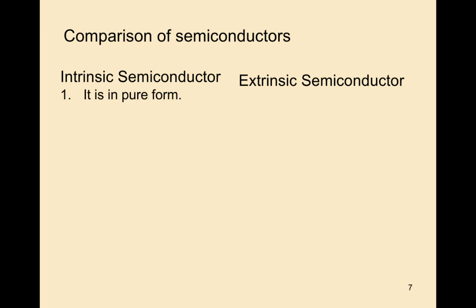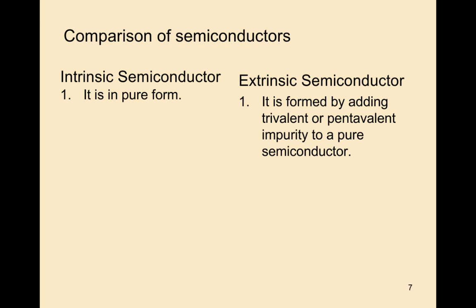First point: an intrinsic semiconductor is in pure form. An extrinsic semiconductor is formed by adding a trivalent or pentavalent impurity to a pure semiconductor. So this is the first difference. Intrinsic is the pure form, extrinsic is the impure form.